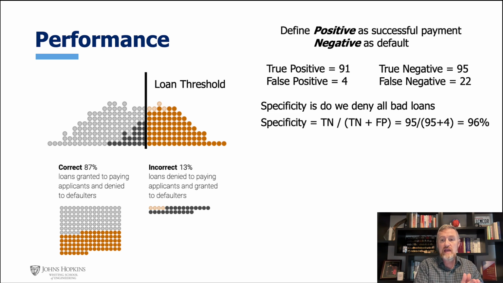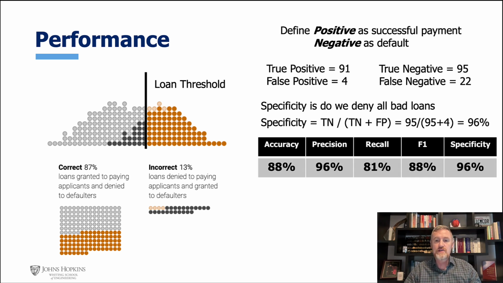So the true negatives, we're saying, of all these bad loans, of all the light gray dots, so to speak, how many have we denied? So we're going to look at the true negatives divided by the true negatives plus false positives. In this case, we have 96%. So when we look at all of these measures, accuracy, precision, recall, F1, and specificity, which are probably the 5 most common ones, you can see that there is some trade-off, that goes from 88% accuracy, but it's high precision, low recall. You'll notice the F1 score is very similar to accuracy. You see that we also have high specificity in here.